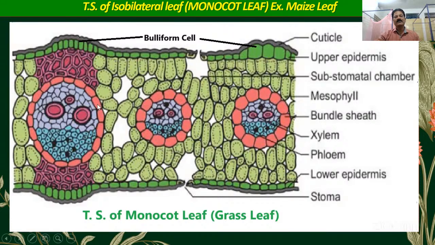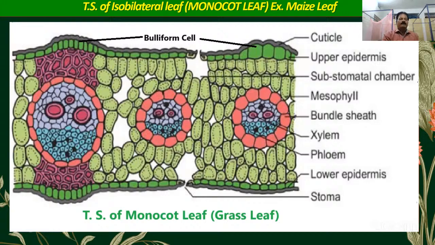Here, one more difference you can see. There is a sclerenchymatous patch in the midrib region. It is a connective tissue, a simple supporting tissue. In dicot, it was parenchyma, but in monocot, it is sclerenchyma. It is a dead tissue. It provides mechanical support. The presence of a sclerenchymatous bundle sheath is a character of xerophytic plants. That's why the grass plants show the xerophytic nature.